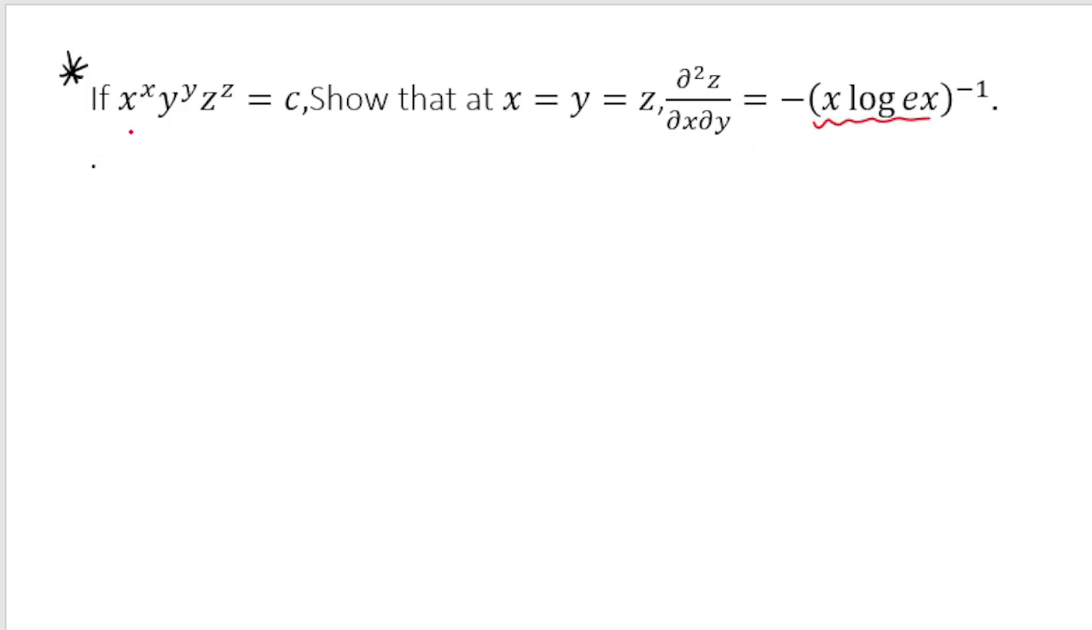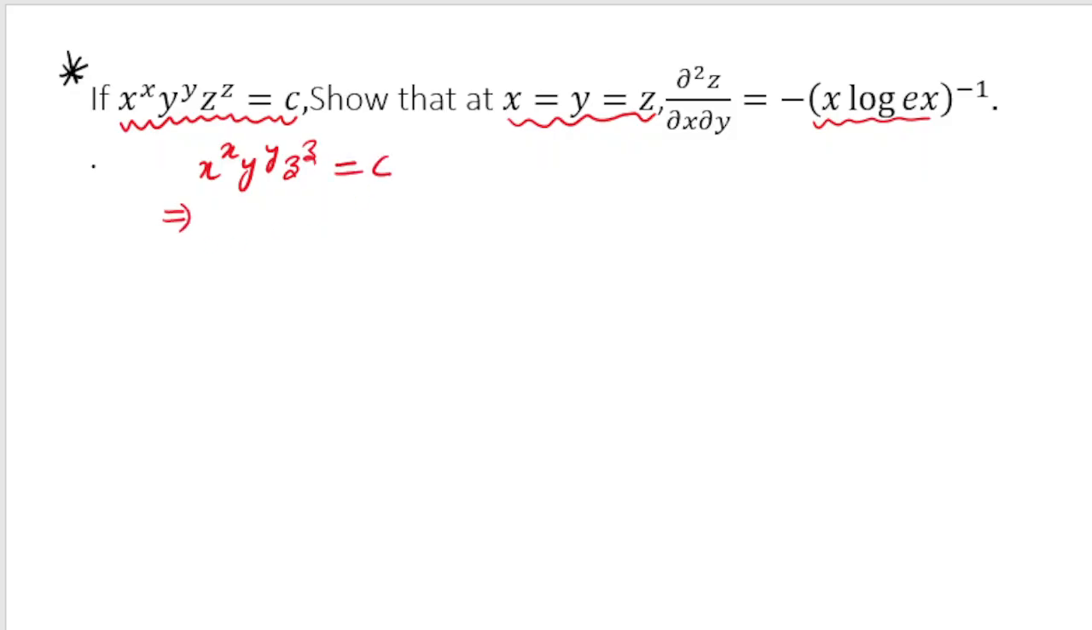So it is given that x to the power x, y to the power y, z to the power z is equal to c. We have to prove that at point x comma y comma z this will be true. So let us solve it. x to the power x, y to the power y, z to the power z is equal to c.